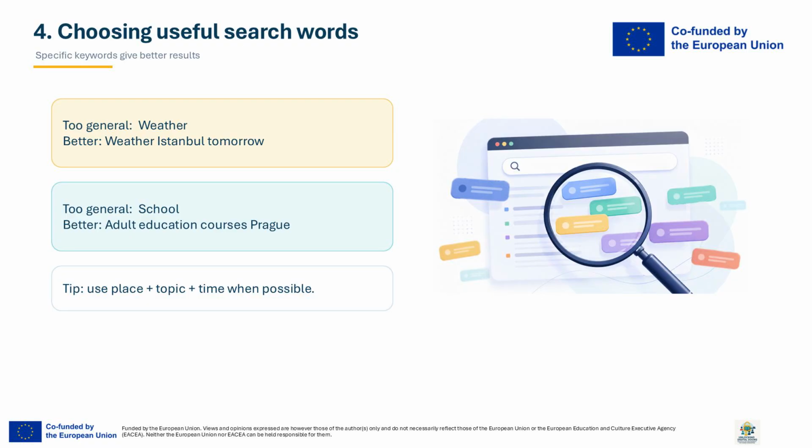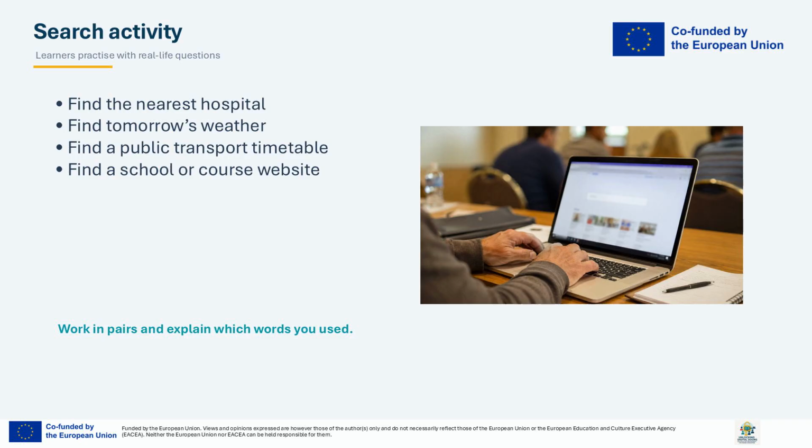Another example is school. This is too general. A better search is adult education courses Prague. A useful tip is to use place plus topic plus time when possible. Now we will practice searching with real-life questions.